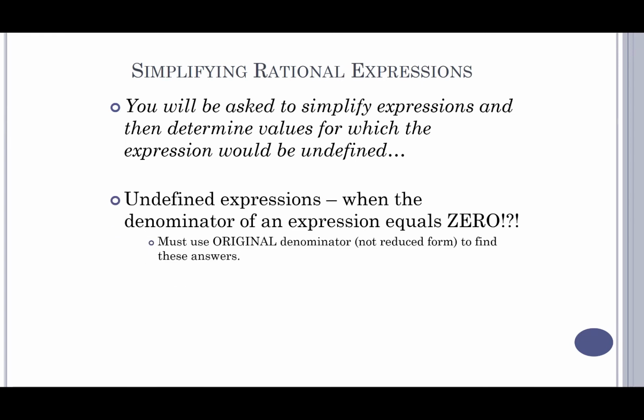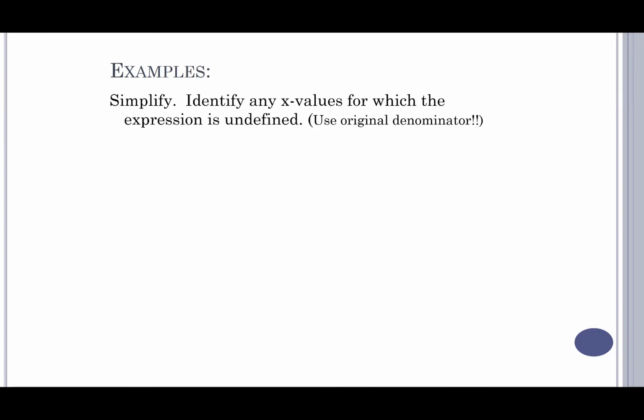So the first thing I want to talk about is undefined expressions, or excluded values, if you want to think of them like that. Basically, values that can't exist for the function. The reason is that we can't have the denominator equal 0, because remember, in fractions and math, you can never divide by 0. It blows things up. It just creates utter chaos. So for the first few examples, we're going to simplify them, but at the same time, we're going to figure out the excluded values that they have as well.